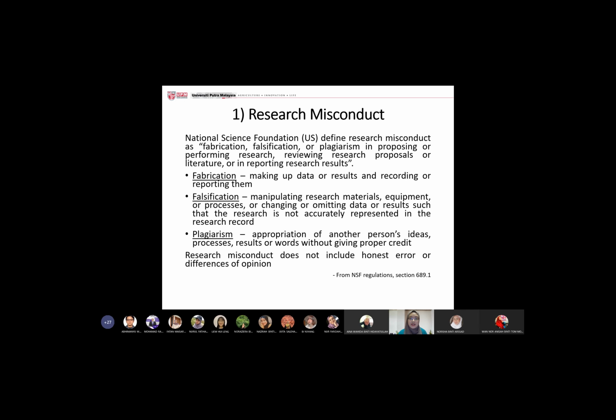Okay, so research misconduct is possible to happen at any stage. When we talk about fabrication, just to define it further, you fabricate data. It means you make up data or results, and then you record them, and then you report them. So when you do your research and you want to add on something, you falsify data. That is wrong, basically.